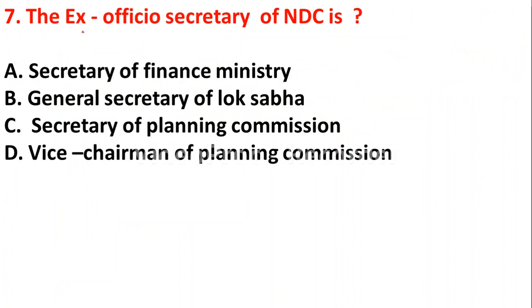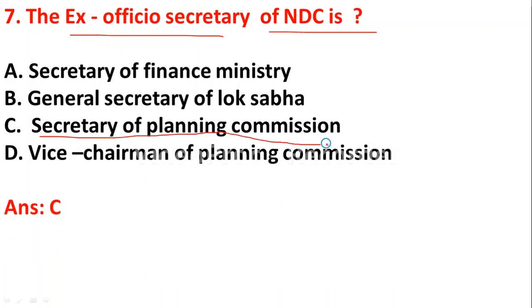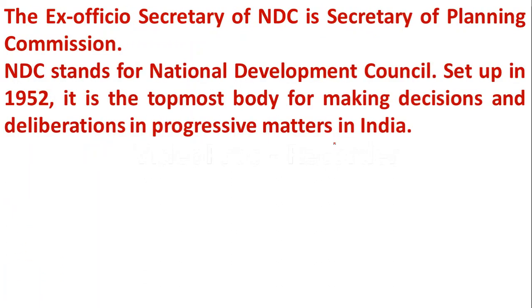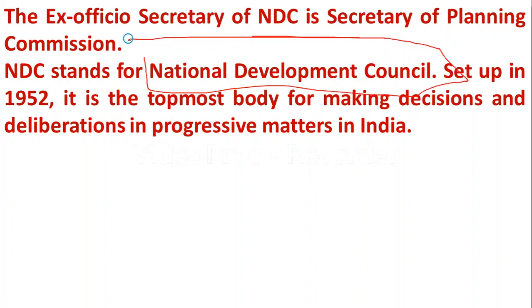Question number 7, the ex officio secretary of NDC is? Option A, secretary of finance ministry. Option B, general secretary of Lok Sabha. Option C, secretary of planning commission. Option D, vice chairman of planning commission. So option C is the correct answer. The ex officio secretary of NDC is the secretary of the planning commission. NDC means National Development Council, and it was set up in the year 1952.